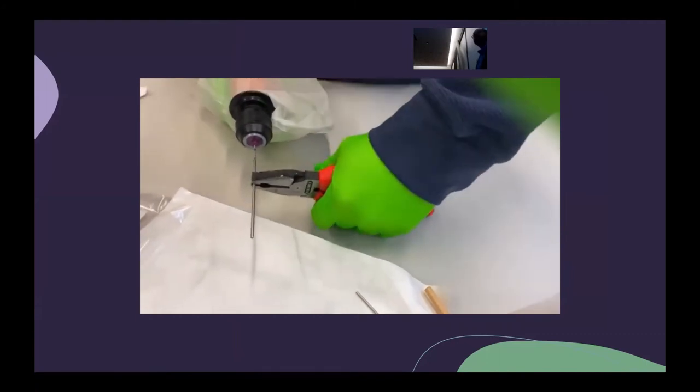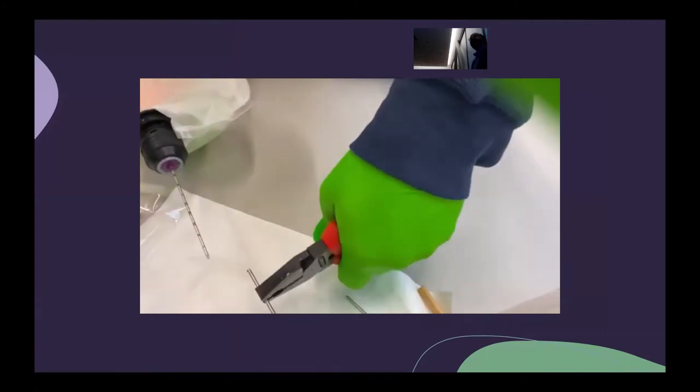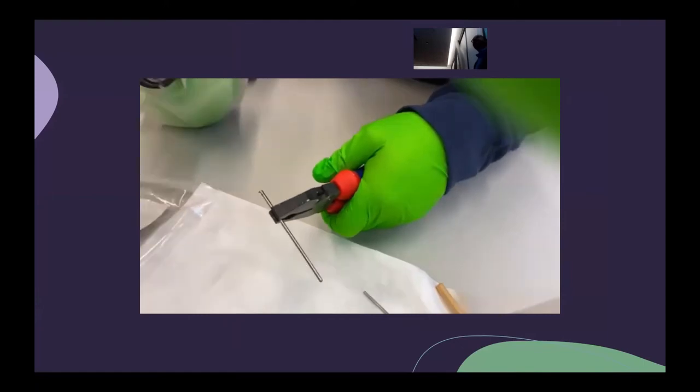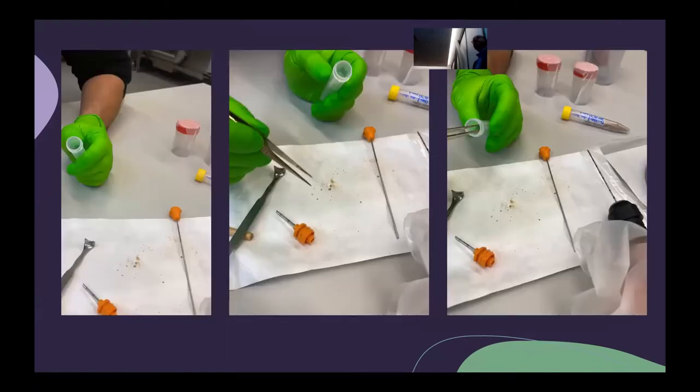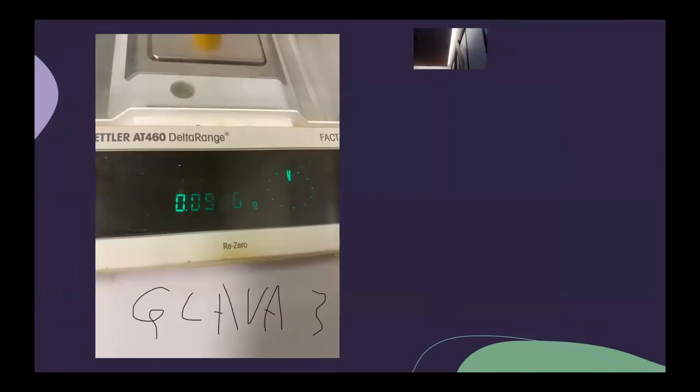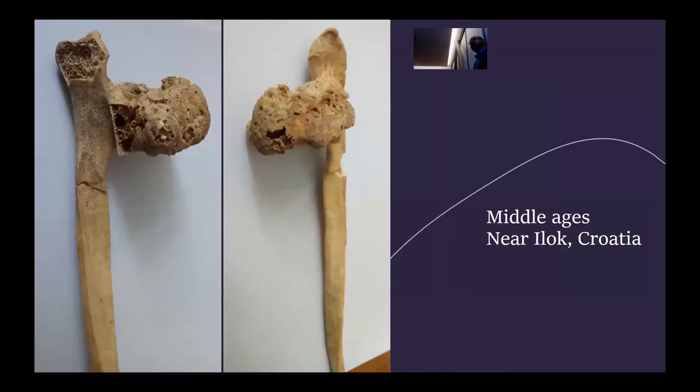Hey, wait, I have an idea. Sorry. So we finally got it out, and you see how small the sample is. It's still under a tenth of a gram.